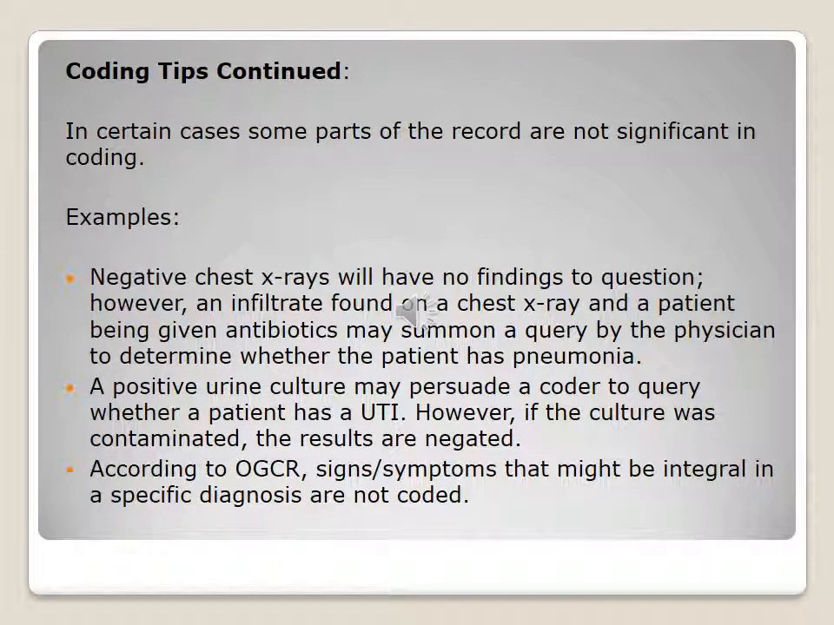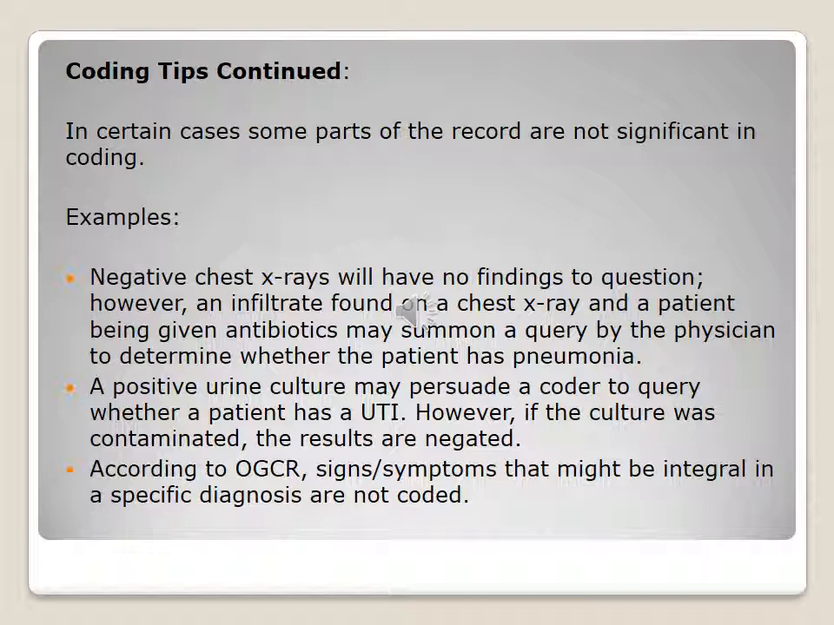Okay, in certain cases, some parts of the record are not significant in coding. Examples of this would be negative chest x-rays, which will have no findings to question. However, an infiltrate found on a chest x-ray and a patient being given antibiotics may summon a query by the physician to determine whether the patient has pneumonia.